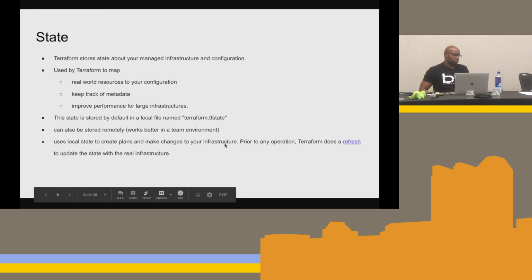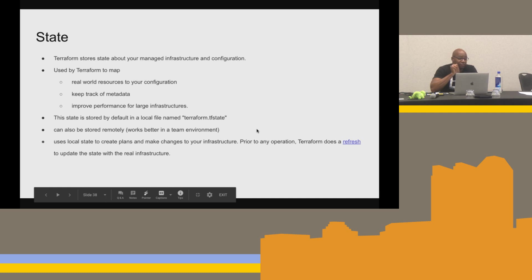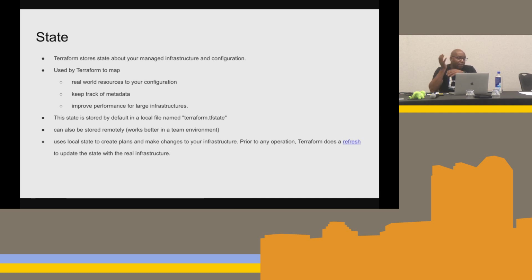So state. State is the big one. It stores your resources, your configurations that you declare. So it stores a state of your managed infrastructure, all the configuration. And it's just used to map your resources to your actual Terraform code. It keeps track of some metadata, and it's stored locally by default in a terraform.tfstate file, right? And you can actually open that file up. It's a JSON representation of all your resources out in the cloud. And that's what it uses to create plans and make changes to your infrastructure.